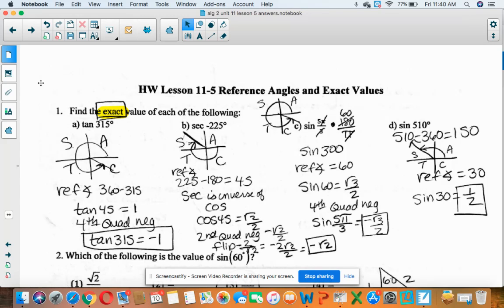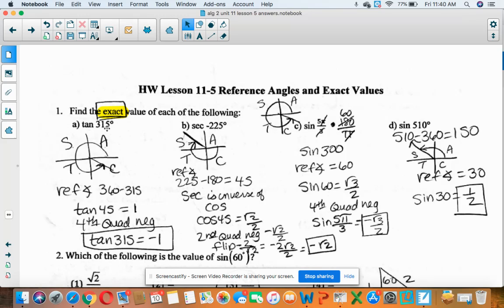So number one is they want us to find the exact value of each of the following angles. Notice that I've drawn a little graph for each of them so I can see what the reference angle is. I can see when it's positive and negative. Notice every single one I've written, All Students Take Calc. You have to be aware of what quadrant you're in.